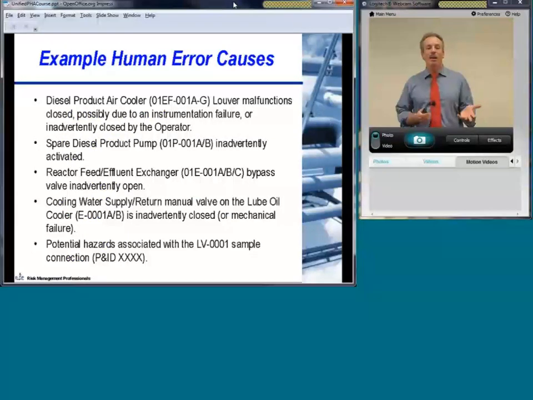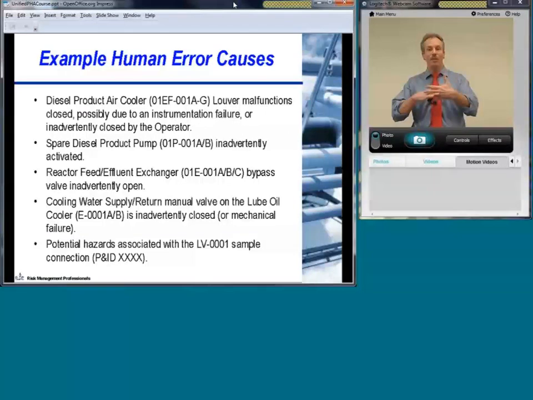Okay, what we often do is couple: if an operator error or mechanical malfunction can cause the same type of event, we'll couple that and look at the same event caused by multiple different things. The first bullet is a louver malfunction in an air cooler, maybe caused by instrumentation failure or inadvertently closed by the operator. So if the operator doing something can also occur when you have a mechanical malfunction or a control system malfunction, this is a good way to link them together.